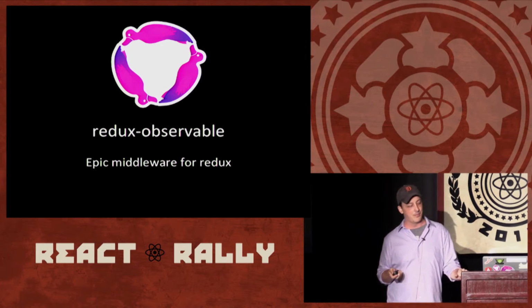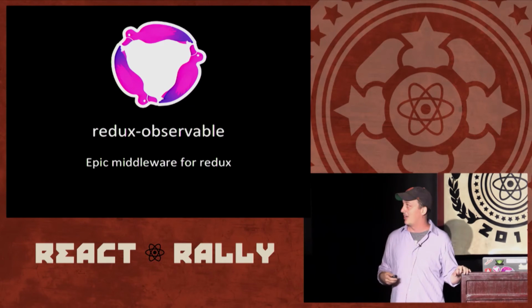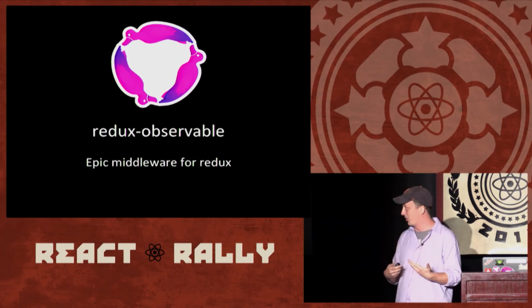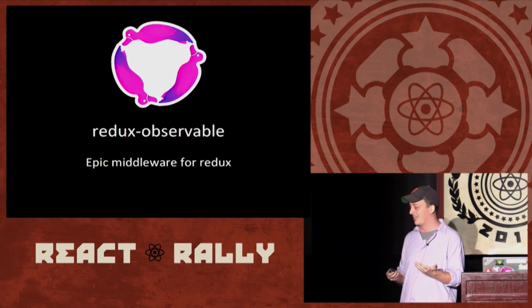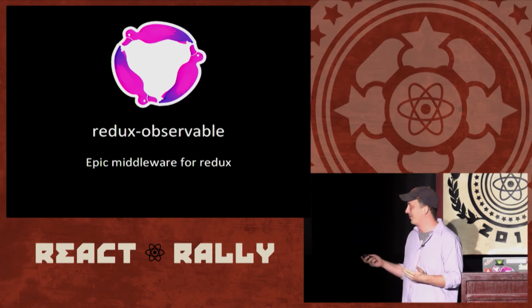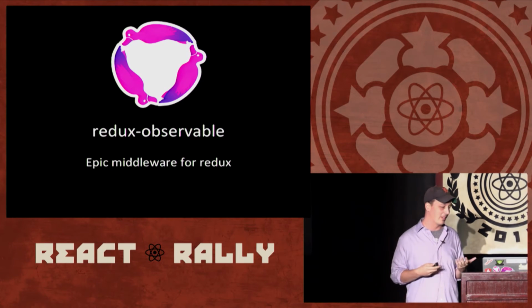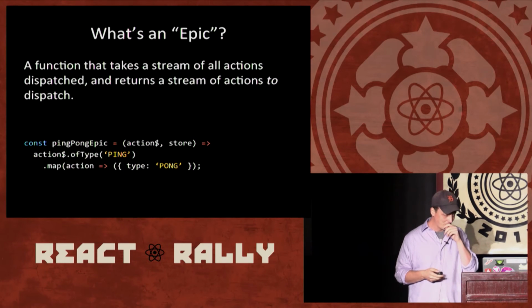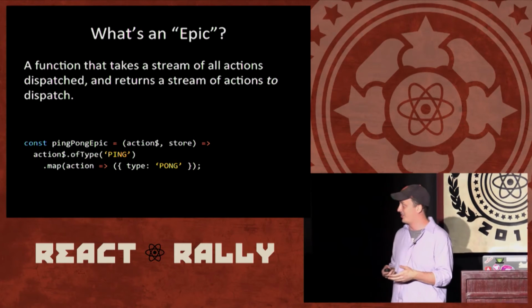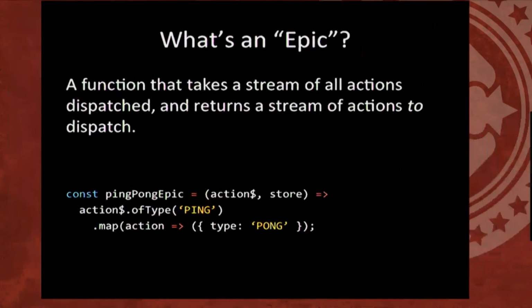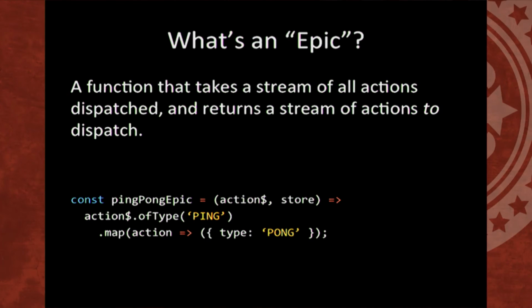So, epic middleware for Redux. You're going to hear me say epic a lot. It's not that I'm being a hipster. It actually is a term that was really just bike-shedded to death that we ended up using for what we use in this. So, what is an epic? An epic looks like this. It's just a function. And it's a function that takes a stream of all the actions that have already been dispatched to your reducers. And it also gives you a second argument for a store if you need it. I don't think any of my examples actually need it.